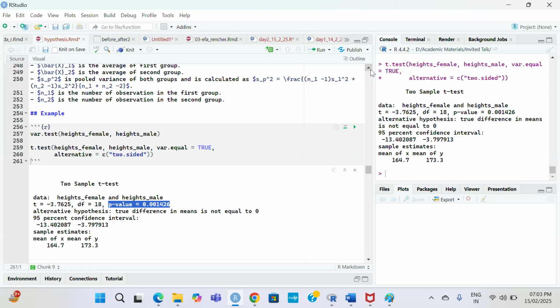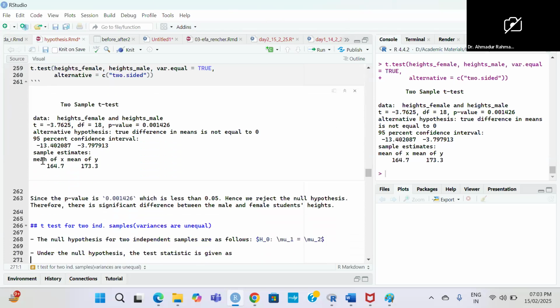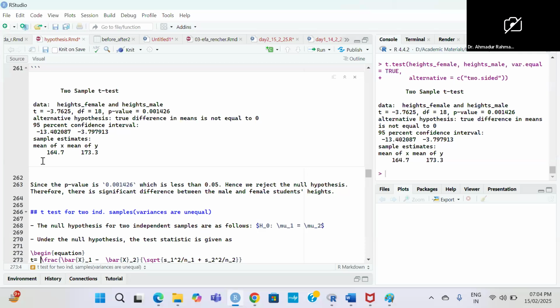That means the mean is not equal. Yes, the average height of male and the average height of female is not equal. Then we have another example, another test, that is for variance when variances are unequal.